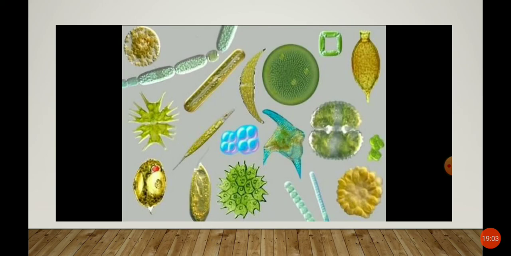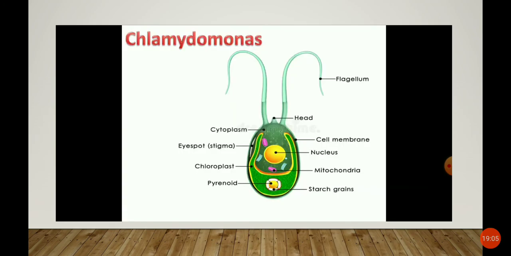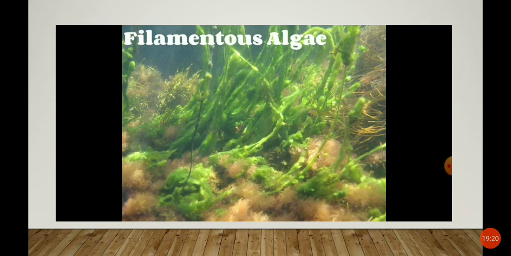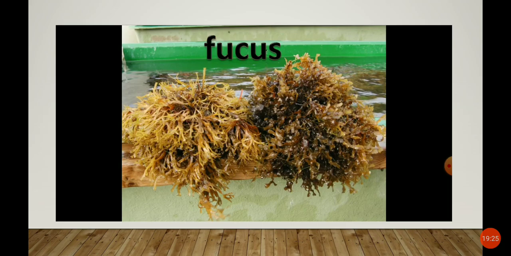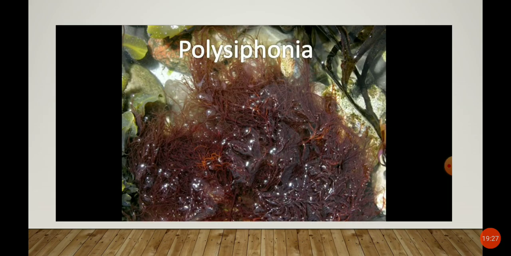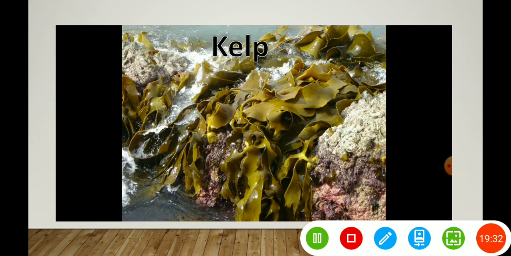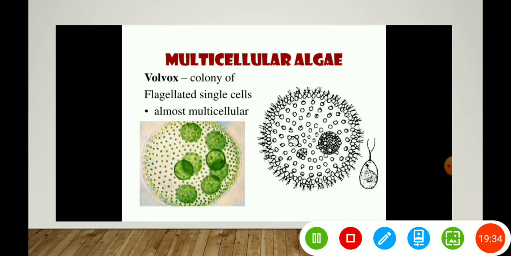An example of unicellular algae is Chlamydomonas. Chlamydomonas is a green unicellular alga. Multicellular algae is quite big. Multicellular algae occur in various other forms such as filamentous and branched. Examples of multicellular algae are Fucus, Polysiphonia, kelp, etc. Some algae live in colonies, for example, Volvox. So Volvox lives in a colony form.